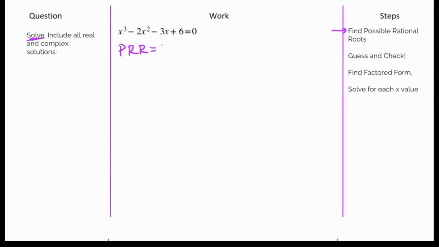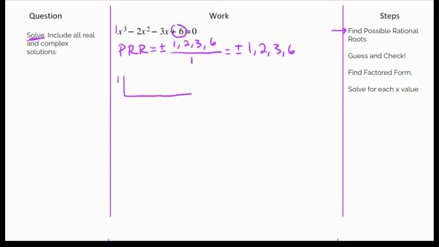The rational root theorem tells us that the possible rational roots are all of the factors of our constant, which in this case are 1, 2, 3, and 6, over all of the factors of our leading coefficient, which in this case is just 1. So when we're looking through that, that's really just positive or negative 1, 2, 3, and 6. So what we're going to do is a little guess and check here by plugging them in using synthetic substitution or synthetic division.